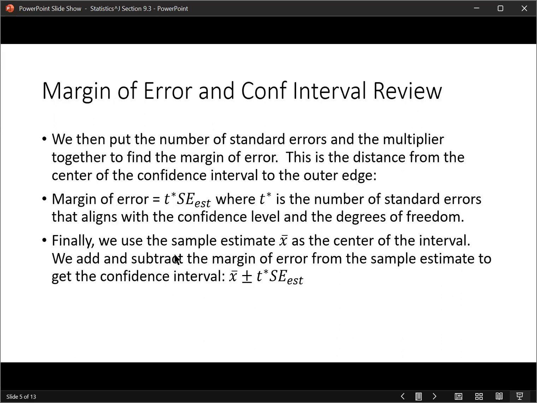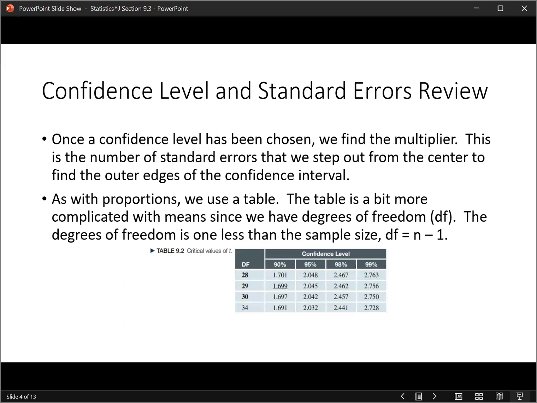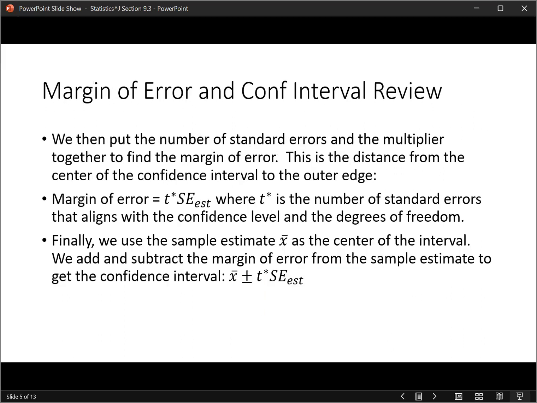Finally, we use the sample estimate. Once you've done that, you can use the sample mean as the center of the interval, and then you add and subtract the margin of error, which is the thing that you just found. This should be exactly the same as what you did for proportions, except you're just using a different table here, right? There's nothing new so far, just a different table, and it's going to turn out a different standard error estimate formula. That's going to be the main difference.